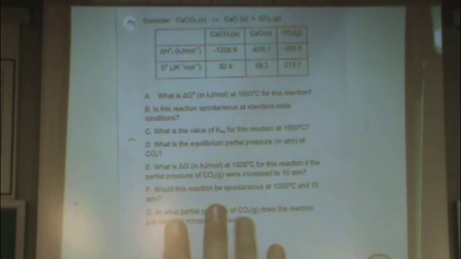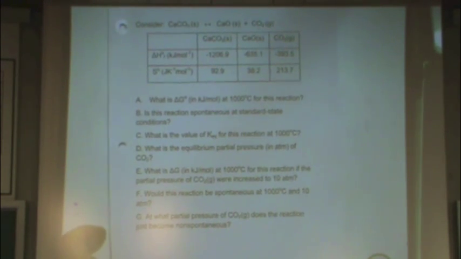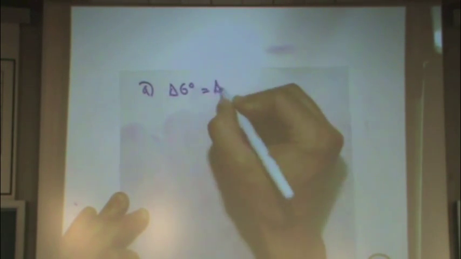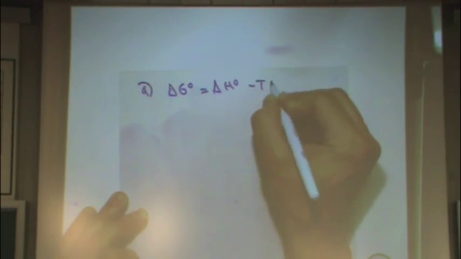All right, so I need to move this now to start writing stuff down. Okay, what's delta G standard? How do you do that? Part A, delta G standard, that's right, I heard somebody say, is delta H minus T delta S.